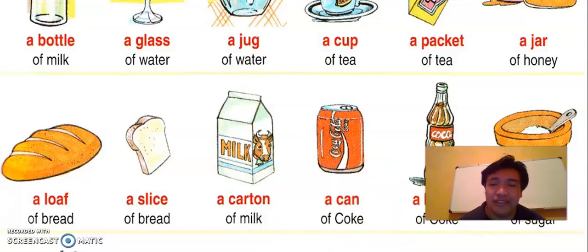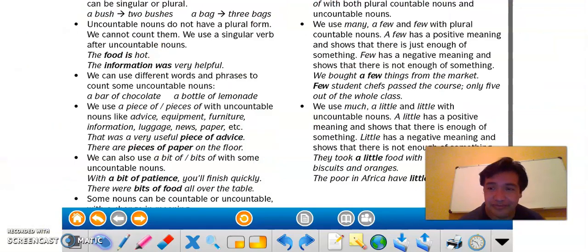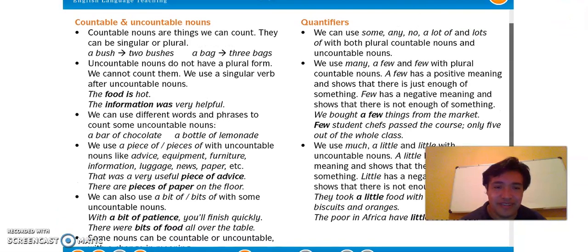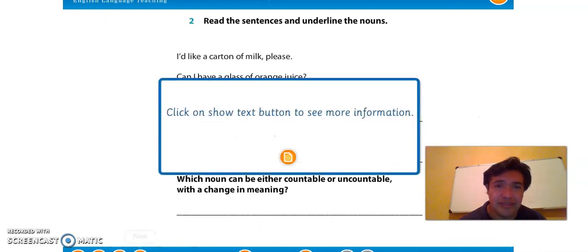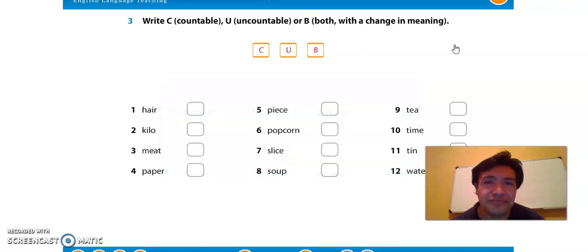So, well, let's continue with your books and let's see if we have some exercises in order to solve them. Here we go. That's the grammar explanation. Okay. All right. There we go. Here we need to decide if these words are countable or uncountable or both.